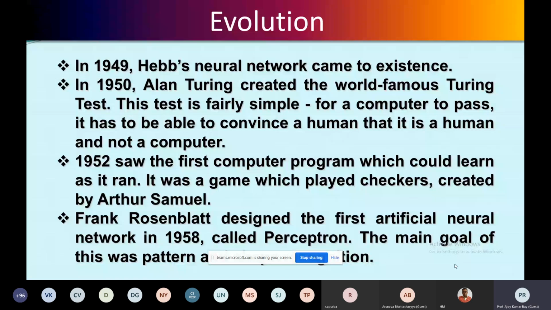So in 1952, for the first time, a computer program was written, a computer program which in today's parlance should be called an intelligent computer program, which could play checkers. And this was developed by none other than Arthur Samuel. So Arthur Samuel may be considered the first man to have written an intelligent computer program which could play checkers.